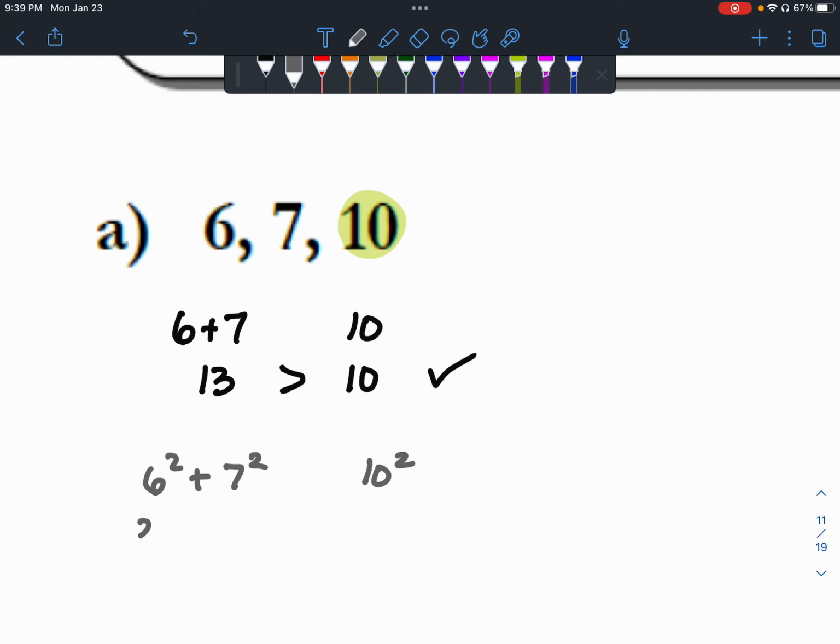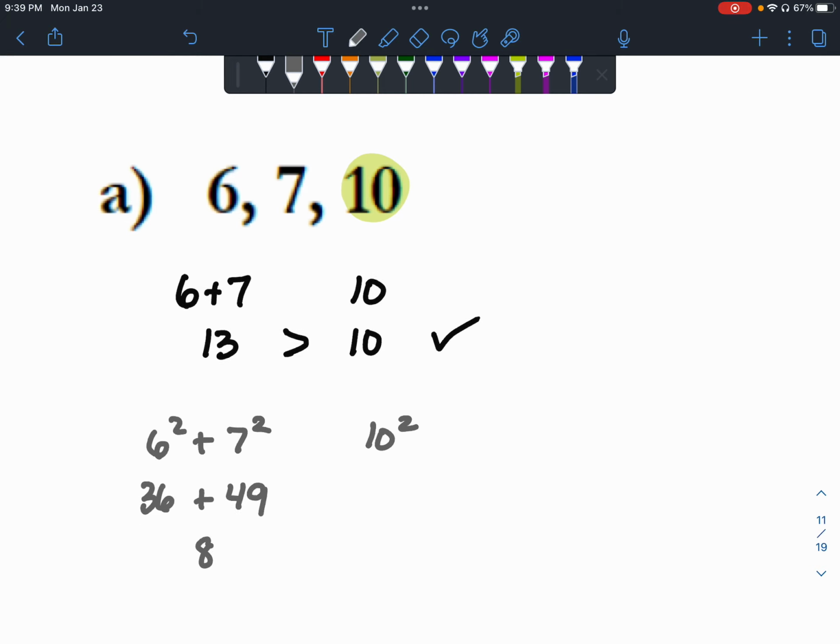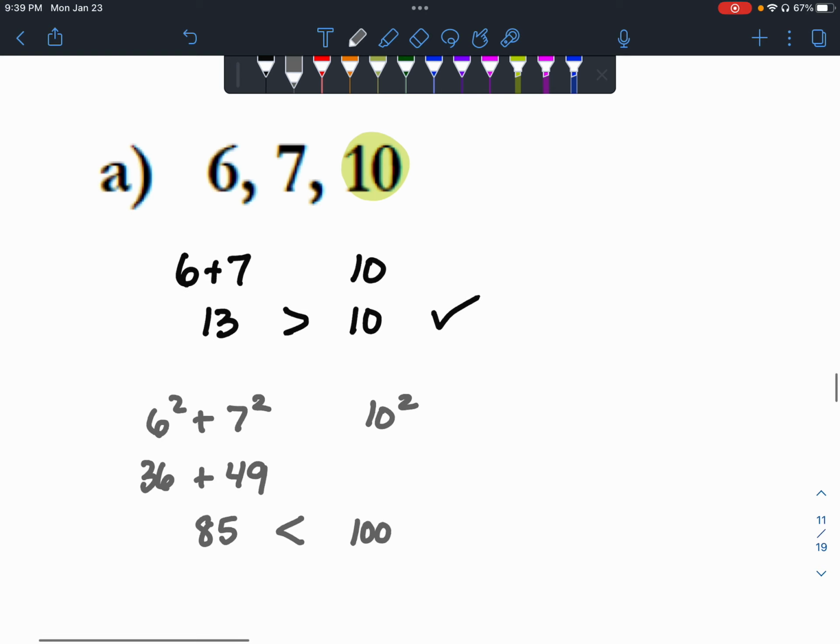6 squared is 36, 7 squared is 49. Add those together, I get 85. My c squared value should be 100. So I ended up in a situation here where 85 seems to be less than the number 100. According to the notes we had earlier, that would categorize this as an obtuse triangle.